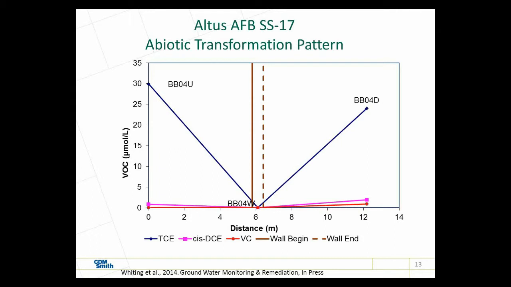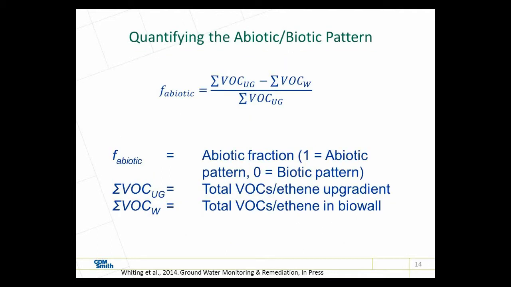Now, at Altus Air Force Base at the SS-17 biowall, we did see this biogeochemical transformation, and we characterized this as an abiotic transformation pattern. Here, we saw a reduction of all VOCs and no accumulation of any one particular VOC. Down gradient appears to be some back diffusion. That's what we believe is going on, but at least in the biowall, we're getting complete reduction without accumulation of those daughter products.